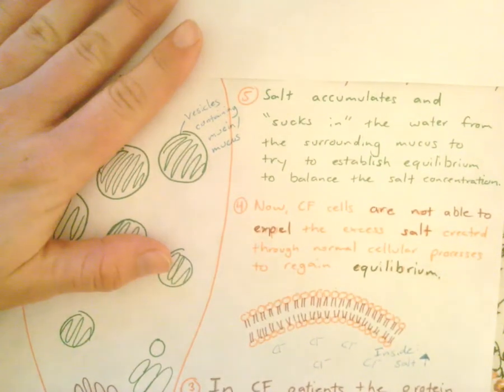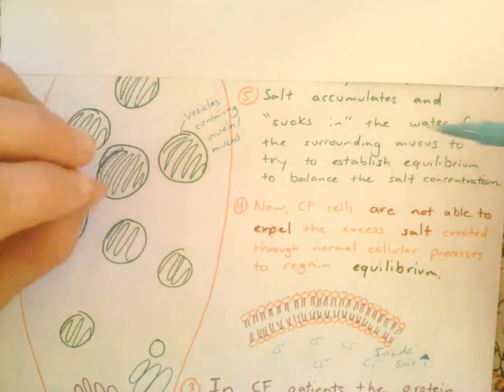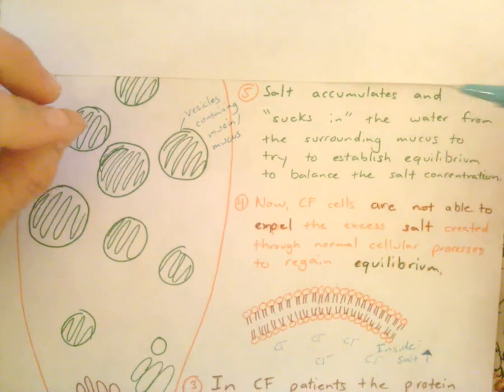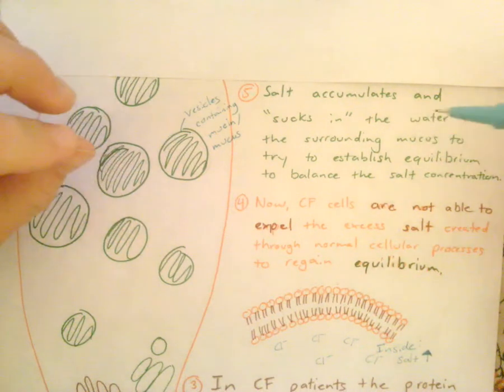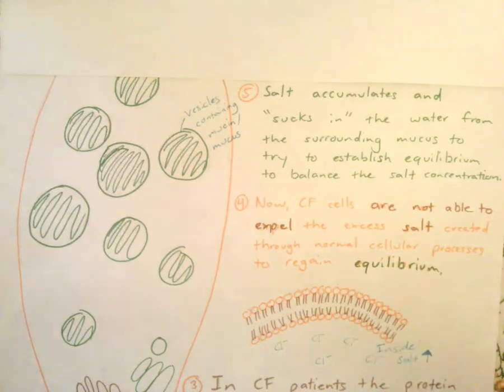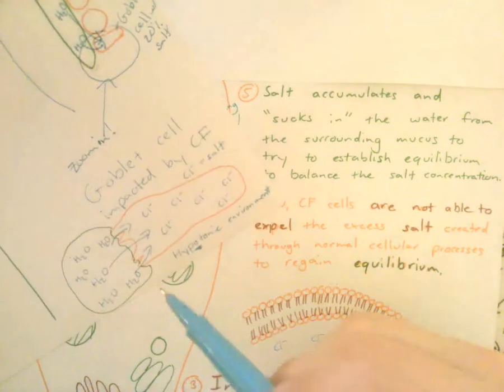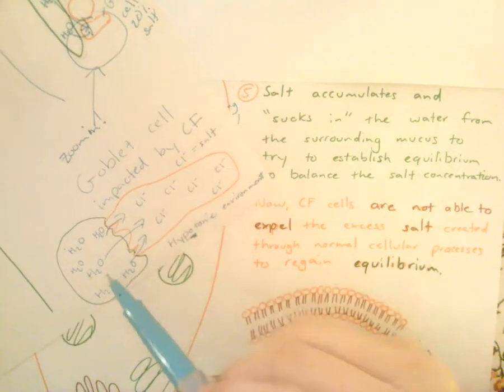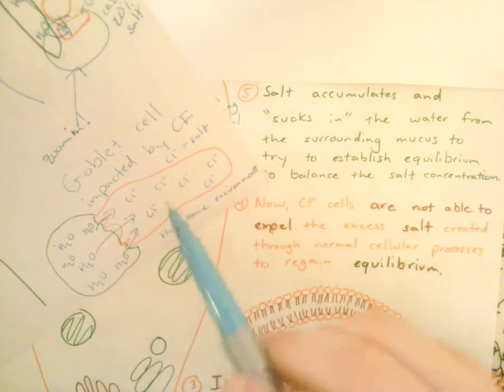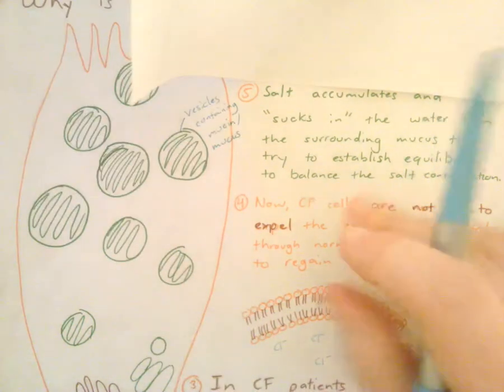So now, with the salt accumulating on the interior of the cell, the salt within the cell is causing the water to move from the mucus, or get sucked in from the mucus, to the interior of the cell. So it's sucking up that water just like we saw here. So I'm just going to go back real quickly. So just like we drew right here, that saltiness is causing this water to get sucked in from the mucus into the goblet cells. Okay, so it's sucking in that water.